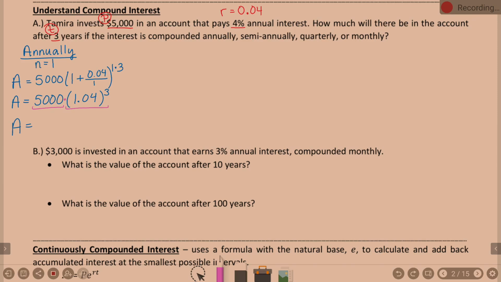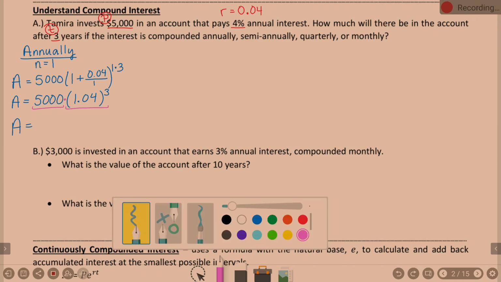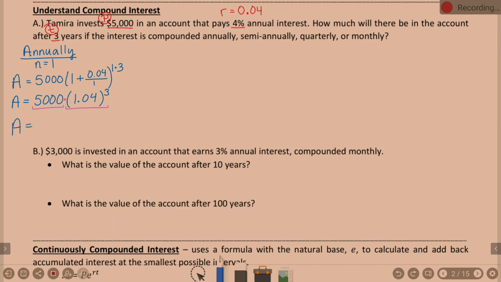How are we going to give this answer? This answer is in terms of what kind of label? Money, right? How many decimal places do we use with money? 2, right? Dollars and cents. And is that what we have here? It is. So $5,624.32. And that is annually.